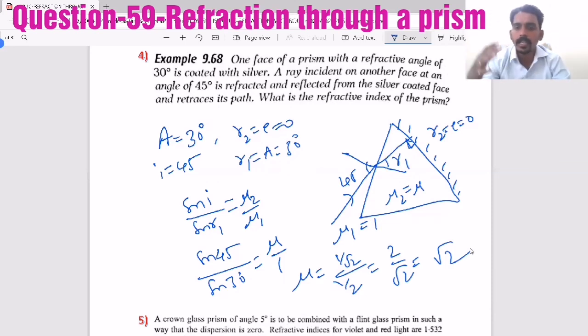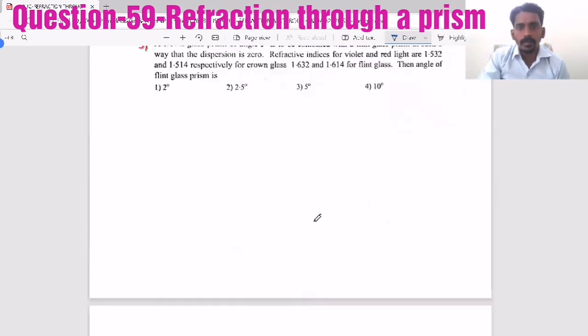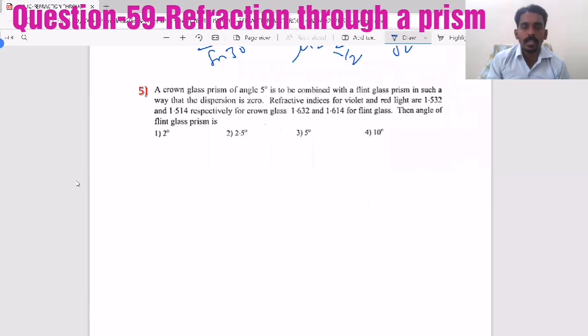Here I collected the data. Then I understood that they have given one normal emergence condition. Because it is retracing the path, it should fall on the mirror at 90 degrees. So then I came to know the R1 value is equal to A. Then I thought of applying Snell's law. So like that, one step at a time you have to solve the question. Then we'll see one last and final question.